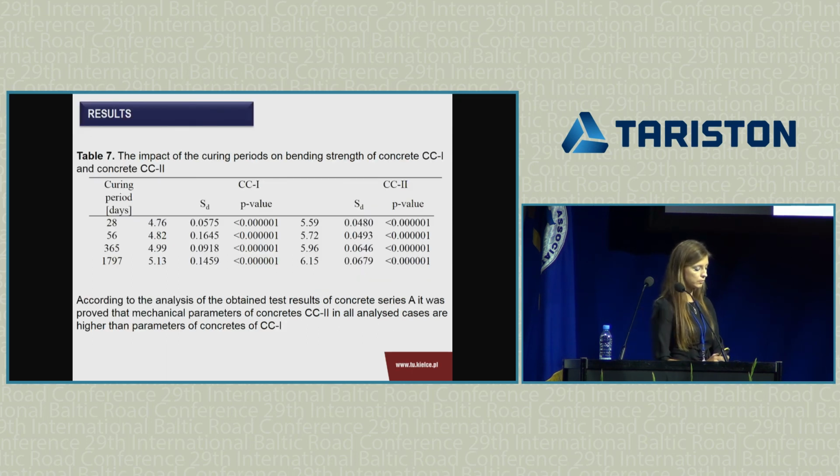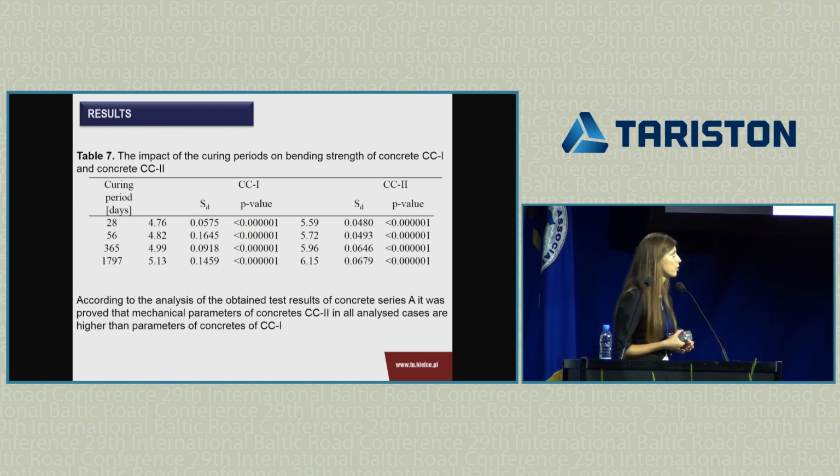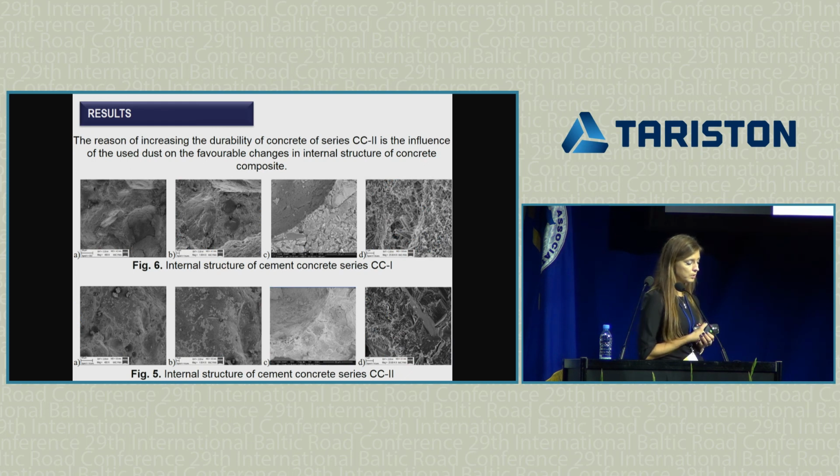According to the analysis of the obtained test results of concrete series A, it was proved that the mechanical parameters of concrete CC2, that's here, in all analyzed cases are higher than parameters of concrete CC1. The reason for the increased durability of concrete of series CC2 is the influence of the used dust on the change in internal structure of concrete composition.